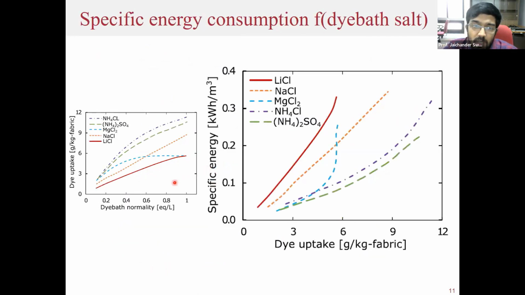So what I've done is to reproduce the data on dye uptake versus dye bath salinity, but this time looking at the specific energy consumption using the formula that was presented on the previous slide. So what you can see is that the specific energy required for the desalination as a function of dye uptake is also going to be a function of the specific ion or the specific salt that is used in the dye bath. So here the ammonium sulfate and the ammonium chloride consume significantly lower energy in the desalination step for achieving the same amount of dye uptake. So this is based on just data presented on dye uptake versus salt, and I've just done the calculation for the energy required for the desalination.